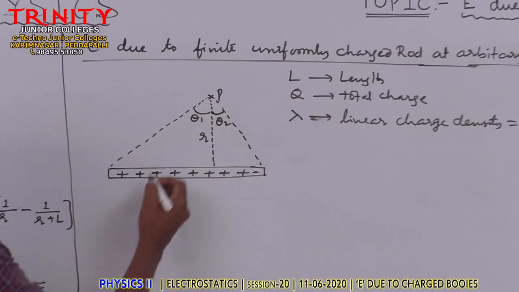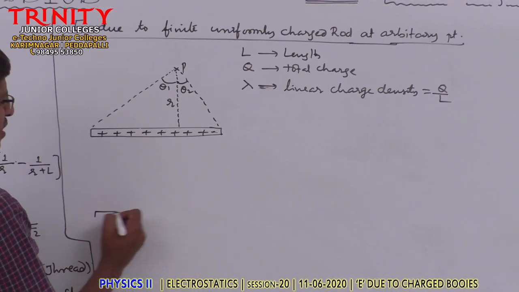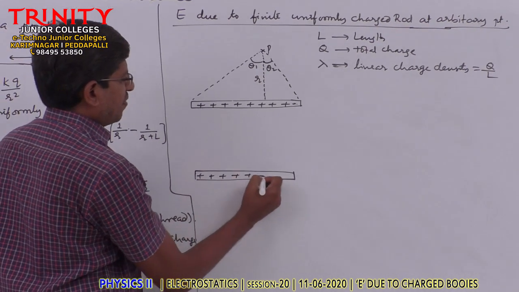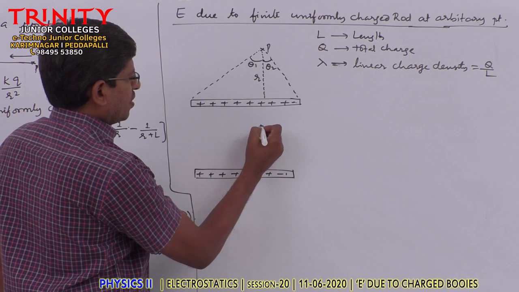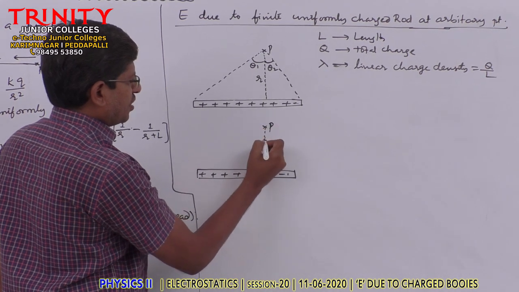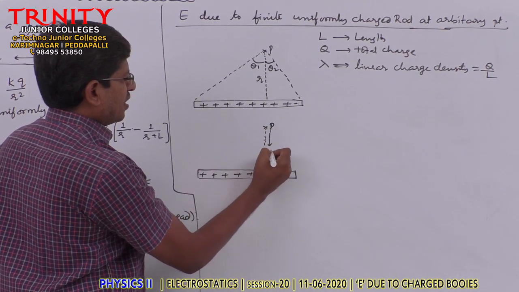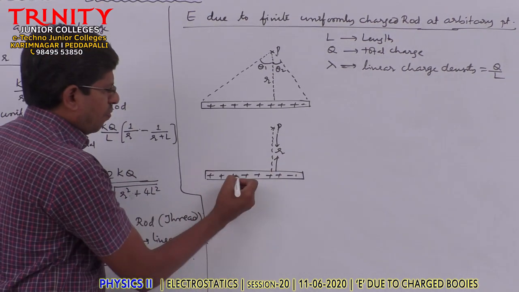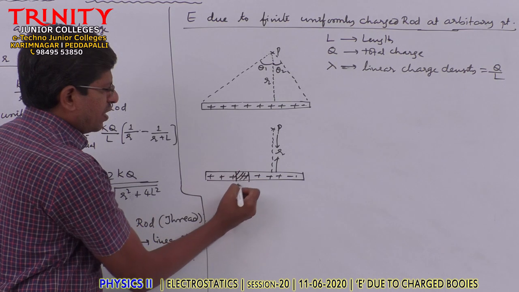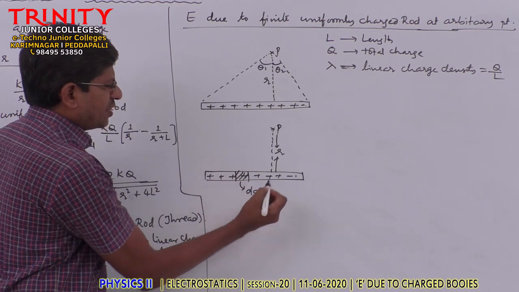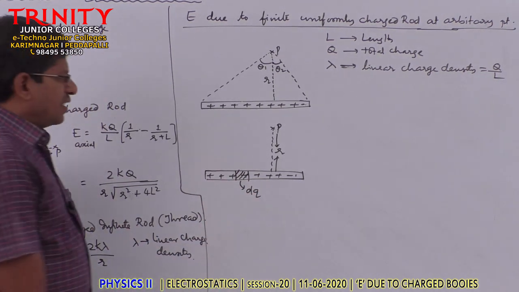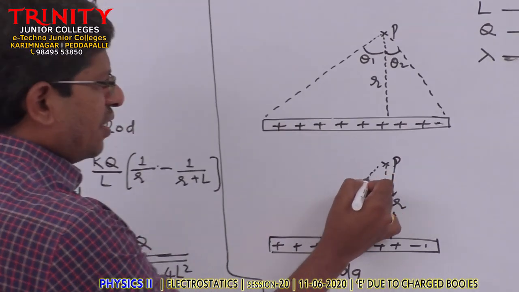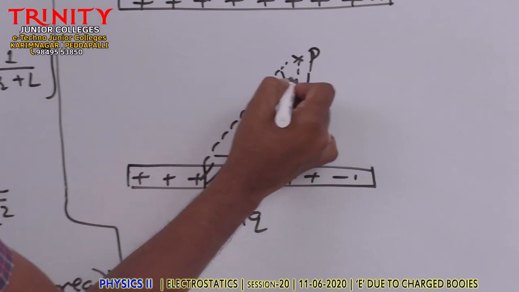And to find the intensity, the usual procedure is the same. We have to divide the rod into elements. This is P, and this distance I said is R. The usual procedure is you take one element here, this is one charge element where the charge on this is dq, and the distance is x, and here this is making an angle theta with this.